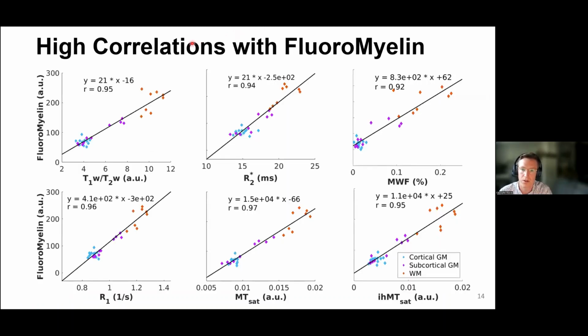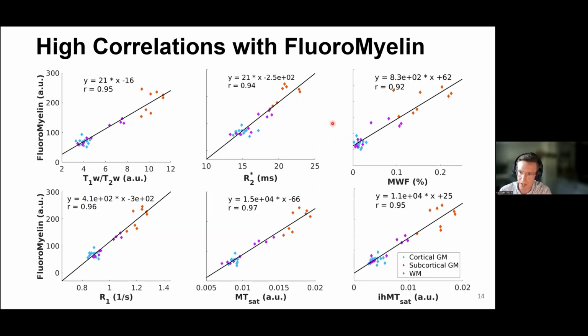So if we look to the results, we see high correlations with all 6 metrics with the fluoromyelin stain, which we were using as a myelin marker. So the correlation coefficients here for all of them were above 0.9, so very high correlation. And this was expected based on the recent meta-analysis and maybe corroborates many other studies suggesting that MRI contrast is indicative of myelin content.